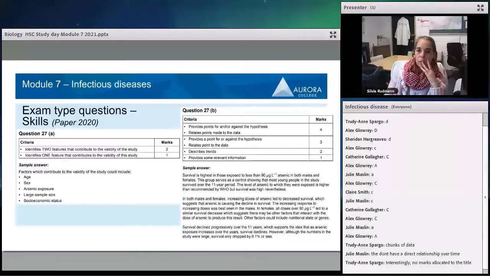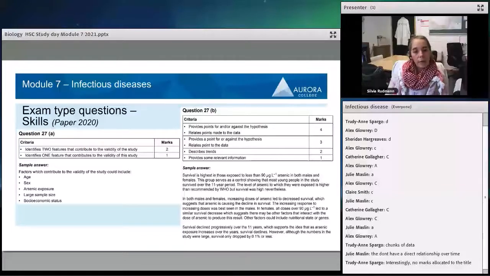Then the second question, which is 4 marks, you need to provide points for and against the hypothesis and relate points made to the data, right? So what it means to provide points for and against the hypothesis: do you support the hypothesis? Why? You don't support the hypothesis? Why? And then you have to relate that to the data, which means that you have to refer to the graph. I think you got this in your book, so please, this is very small.